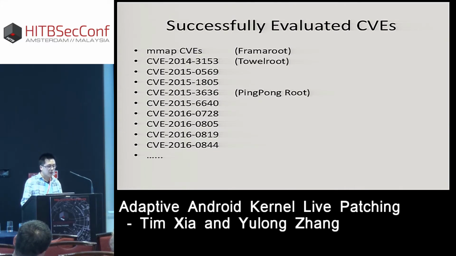The first one is the typical mmap one, the fragment root. This kind of memory device has vulnerabilities that can be utilized to map the kernel memory into user space, so they can change the content of the kernel. With this fix, it will never happen again.